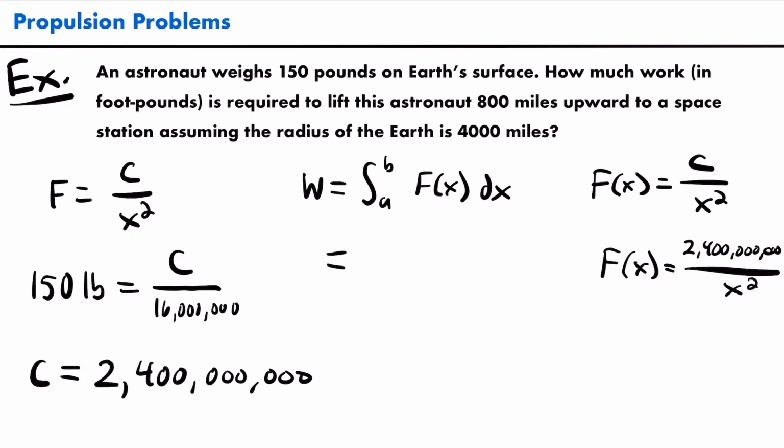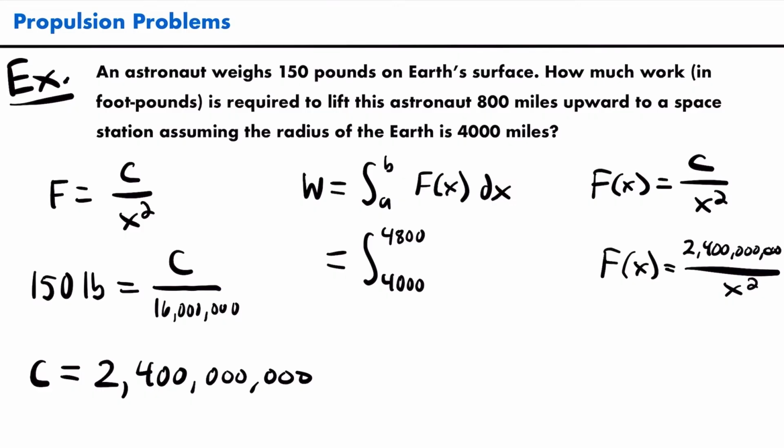So the work will be equal to the integral from 4,000, and then our upper bound will be the distance from the center where that astronaut is going to be moved to. And we want to lift him 800 miles upward to a space station. So the distance from the center of the mass will be the 4,000 miles, which is the radius of the Earth, plus an extra 800 miles. And so we will have 4,800 as our upper bound, right? So the lower bound is where our astronaut starts, and the upper bound is where we want him to be.